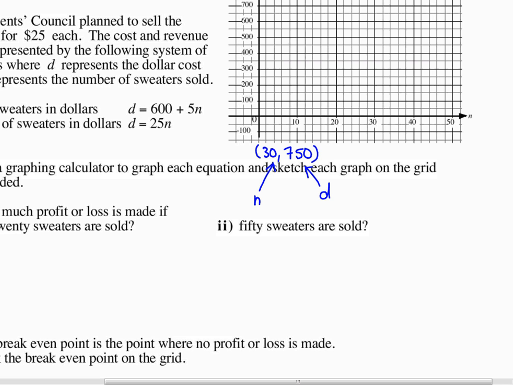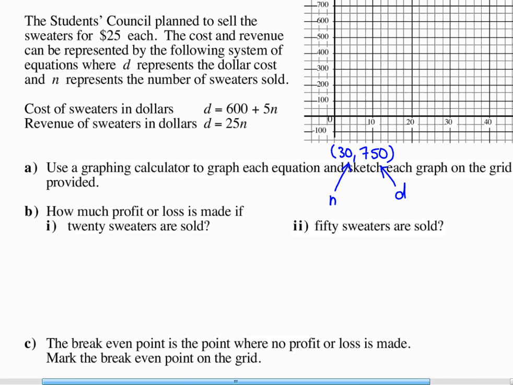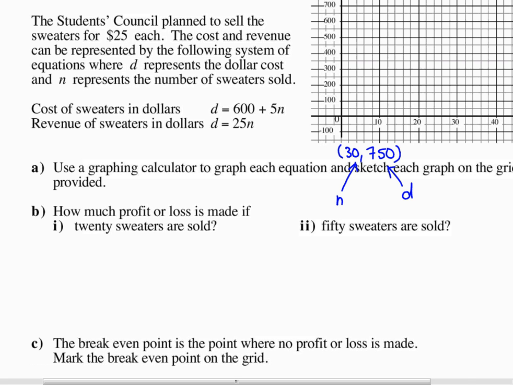This question's asking about profit, right? Cost and revenue. So cost for the sweater, and then money you're taking in for the sweater. This is when you would break even, when your cost to make them equals the money that you spent. So break even point, you need to make 30 sweaters and bring in $750. You make 30 sweaters, you break even. Anything above 30, you're raking in the dough. That's profit.